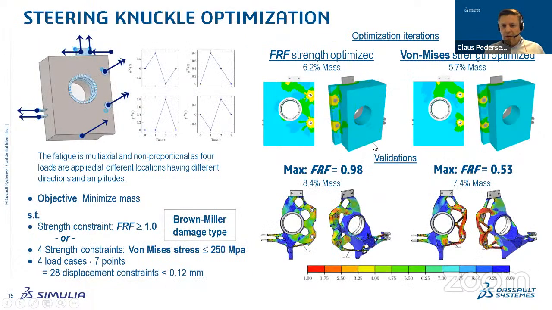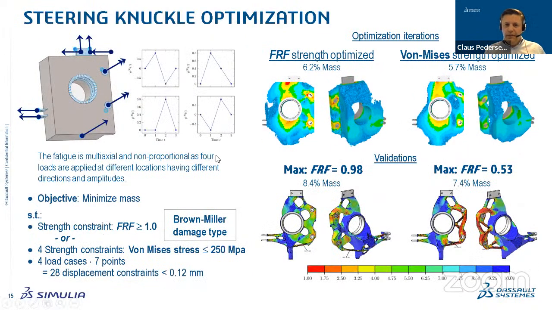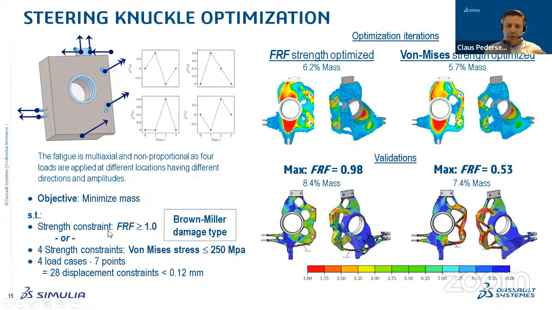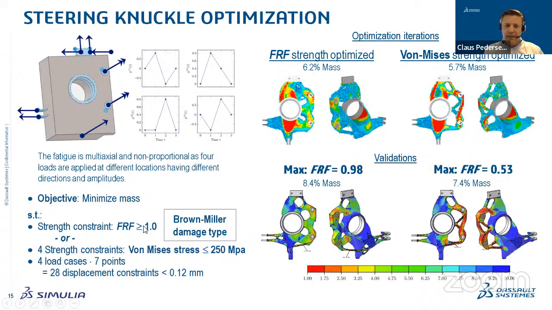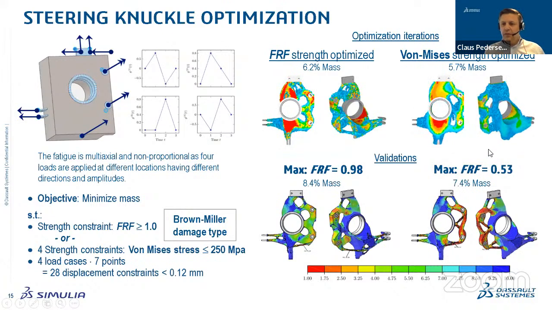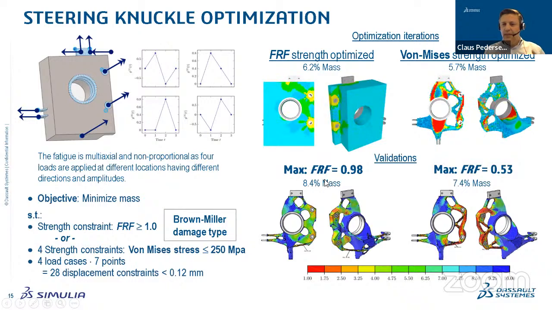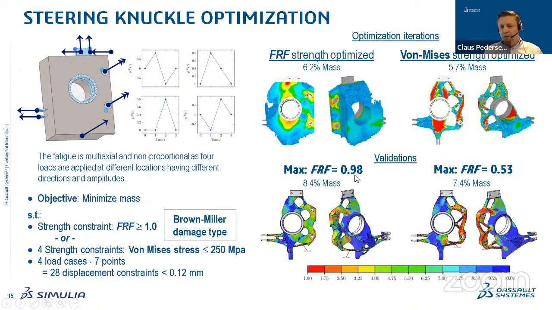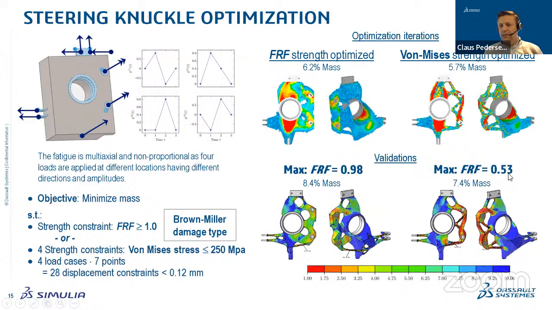So if I take this knuckle here, the steering knuckle, I'm minimizing the mass. I have a requirement that the reserve factor should be more than 1, so it can have infinite life. There are some displacement constraints on it, also for the stiffness. And then I have a benchmark where I just use stresses as a constraint instead, a von Mises stress constraint, and then I compare it and do the final validation. We see that this one is more or less 1, meaning that it will sustain, and this one is less than 1, meaning that it will break at some point.